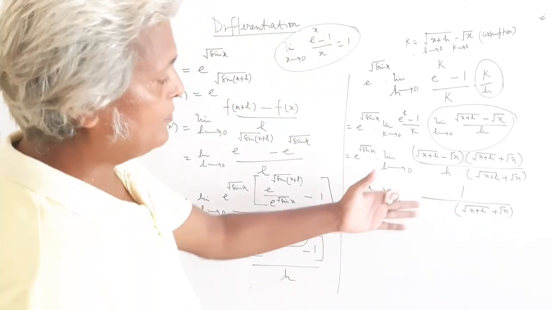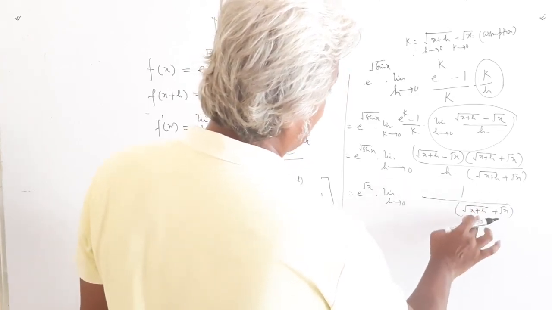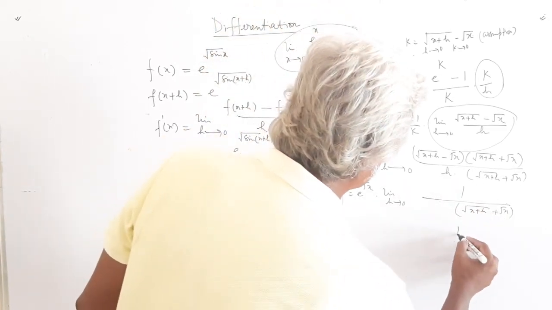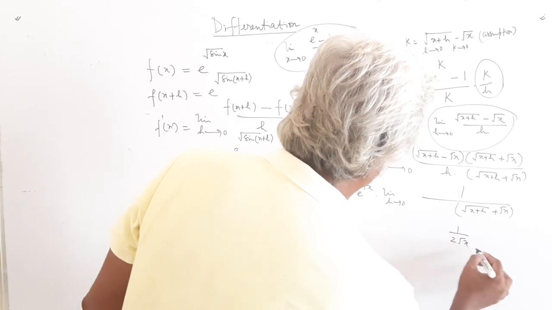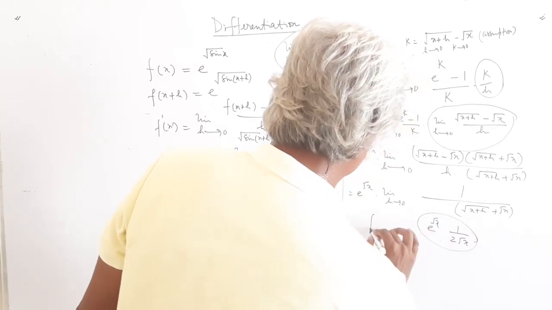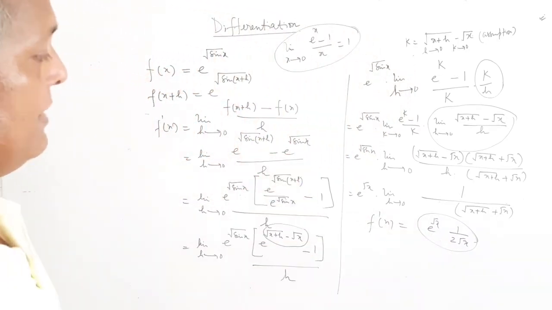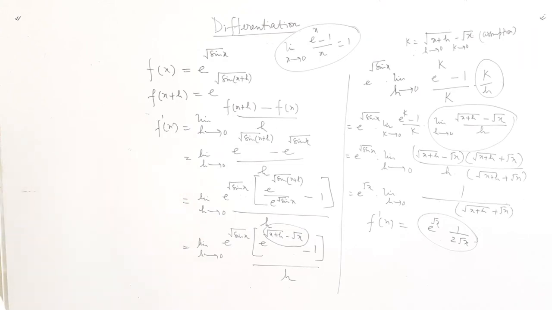So now I can put the value of the limit directly, that is h tends to 0, so h will become 0. So 1 by root x plus root x, that is 1 by 2 root x, and this is e to the power root sin x. This is your f dash x using the ab initio method or the first principle method.